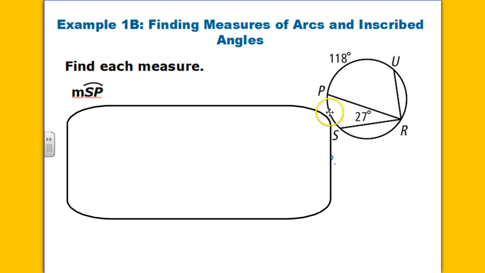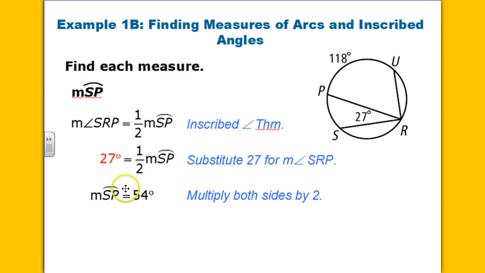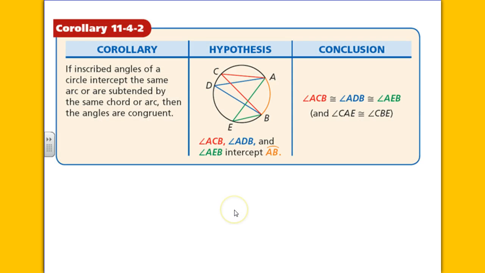Now the next question is, look here. We have the inscribed angle is 27 degrees. So now can you find the measure of arc SP? Kaylin, tell us what you have. 54. Good, so you are now doubling the measure of the inscribed angle to find the arc measure. Good.